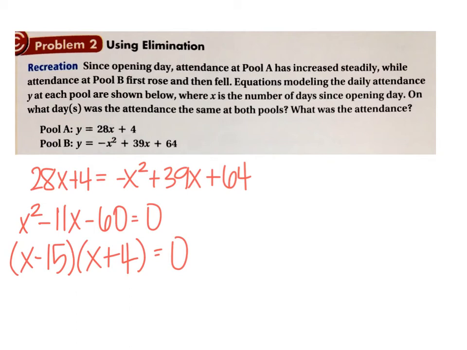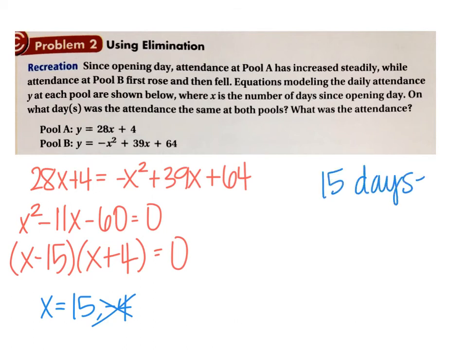If I use the zero product property to solve this, I get that x can be +15 or -4. But because the pool can't be open for a negative amount of days, I can throw away that second answer because it's not going to work. So we know right now that it's going to be 15 days.